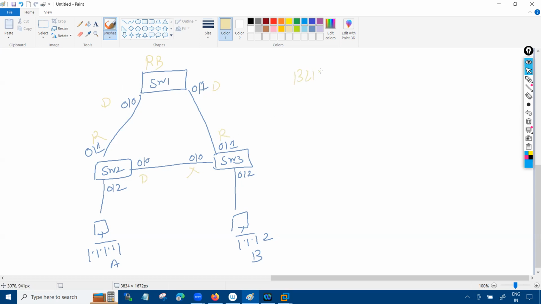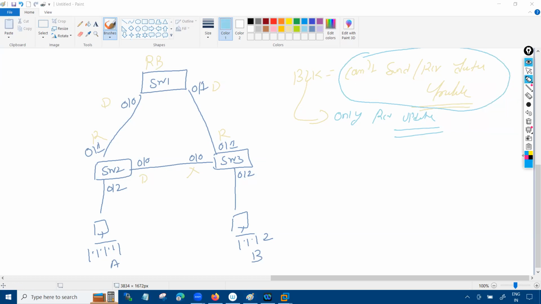Remember, a blocking port cannot send and receive data traffic. That's the meaning of a blocking port. Now you tell me one thing. On the blocking port, what can I do? I can only receive the BPDUs. That's the behavior of the blocking port. So on the blocking port, we cannot send and receive any kind of data traffic. So take an example, if this PC wants to communicate with PC number 2, how will the packet flow be there?